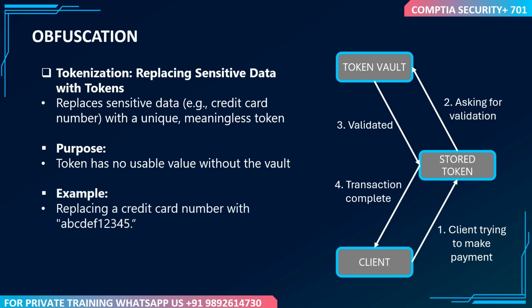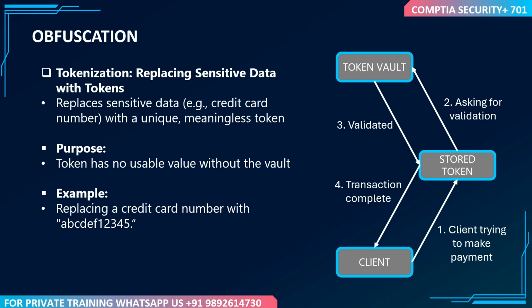For example, tokenizing a credit card number. Let's say you are making an online purchase and need to enter your credit card information. Instead of storing the actual credit card number, the website uses tokenization to replace your number with a token. For instance, your credit card number, say this, could be replaced with a token like this. Even if someone gains access to the token, they cannot use it to get your actual credit card number. Only the authorized system can link the token to the original data.